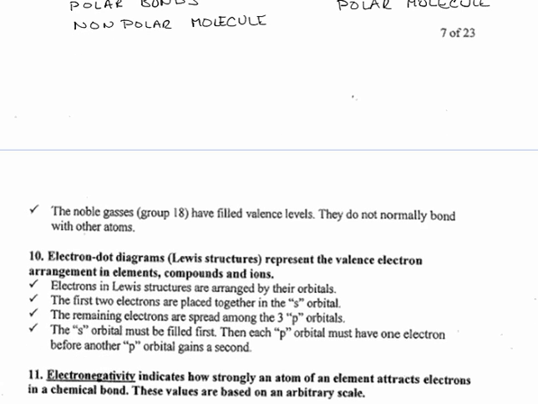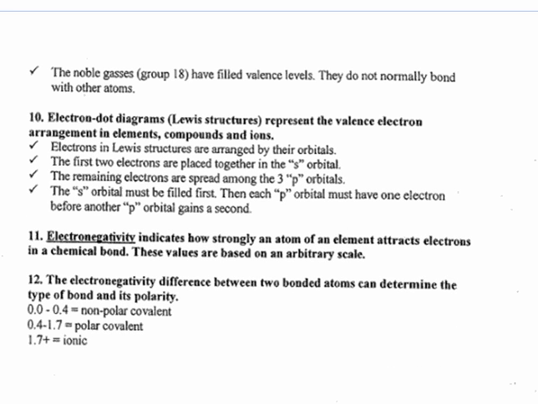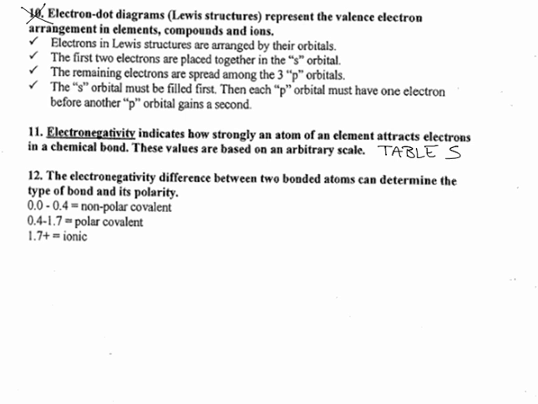We skip to the next page, the noble gases have filled valence electron levels, so they do not normally bond. We can cross off number 10. Number 11, electronegativity is how strongly an atom attracts electrons. This is found in Table S. If the atoms are the same, the electronegativity difference will be 0, and it will be a nonpolar bond. If it is greater than 1.7, it will be ionic.